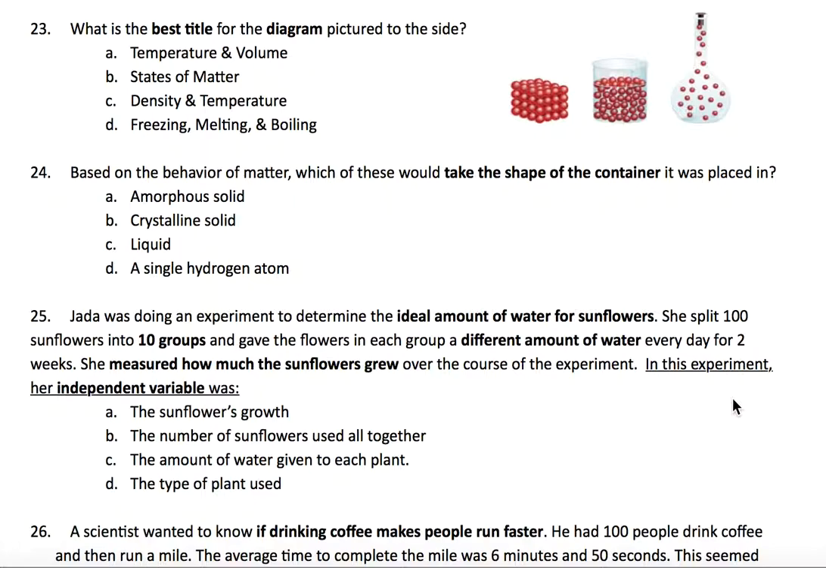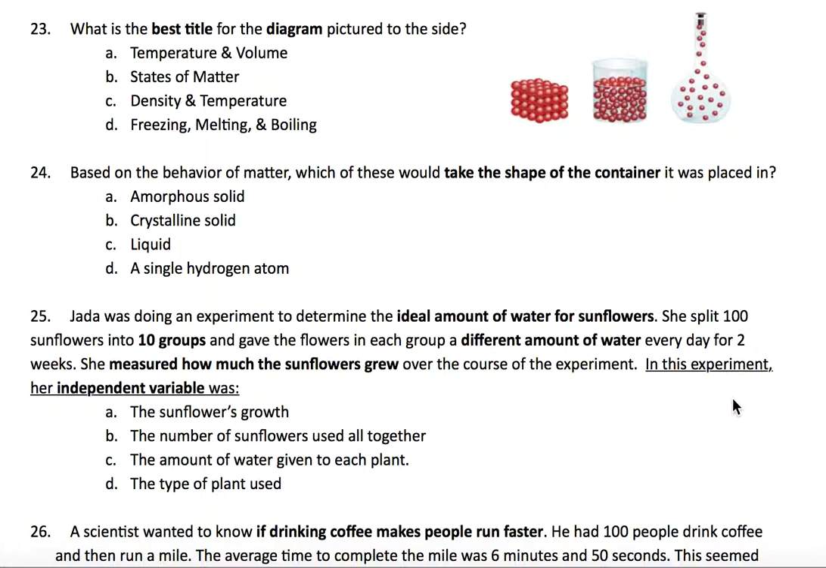Question 24. Based on the behavior of matter, which of these would take the shape of the container it was placed in? A, amorphous solid. B, crystalline solid. C, a liquid. D, a single hydrogen atom.